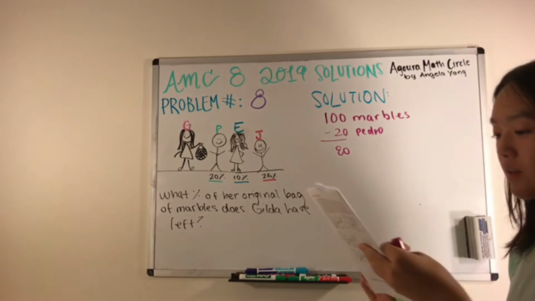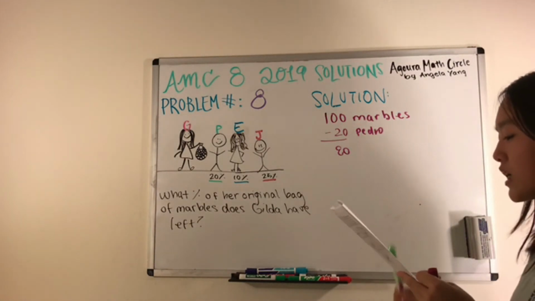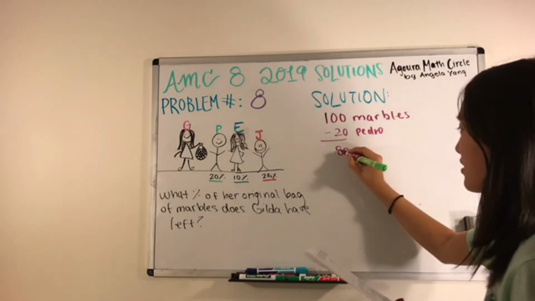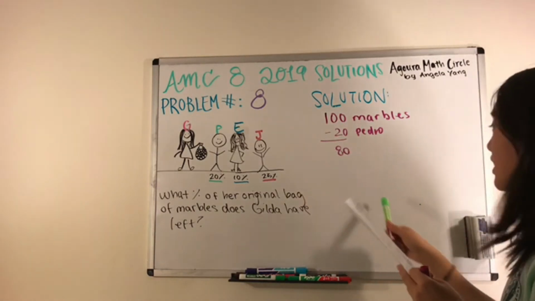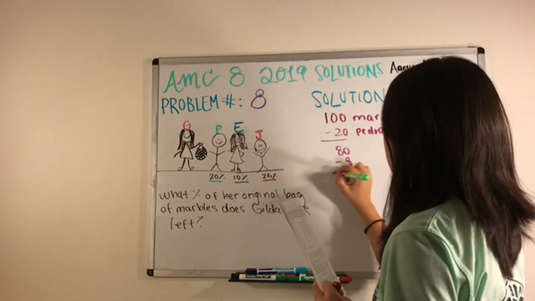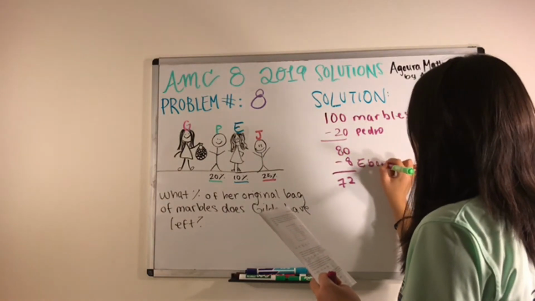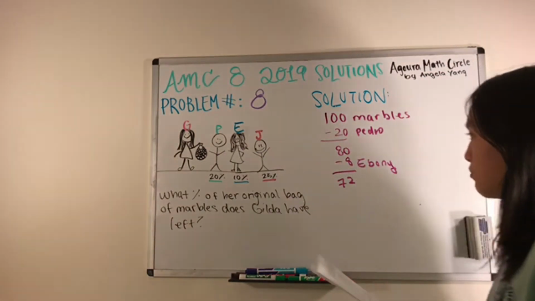Then she's giving out 10% of what is now left to her friend Ebony. And 10% of 80, as we all know, is 8. So we subtract 8 and we get 72. And I'll label this step Ebony, or Ebony. I don't know how to pronounce this, and I'm sorry for the awful job.